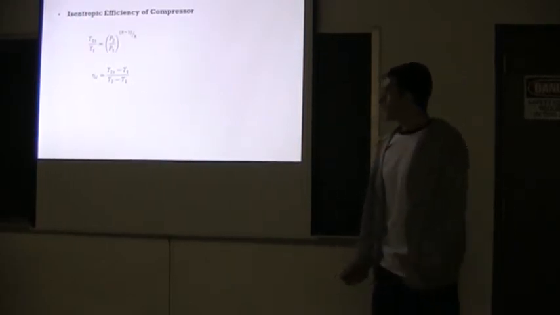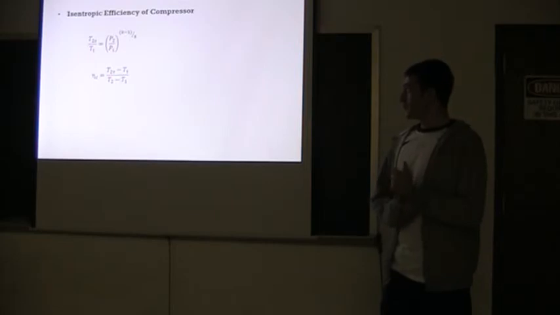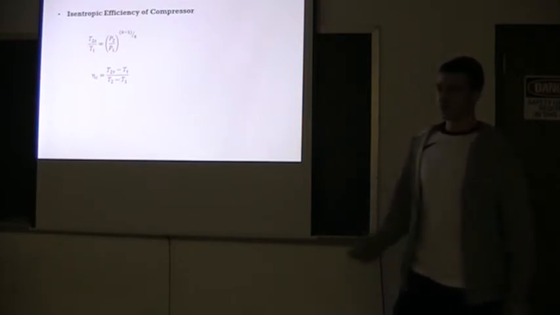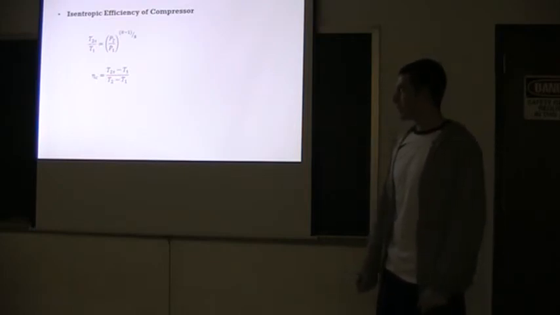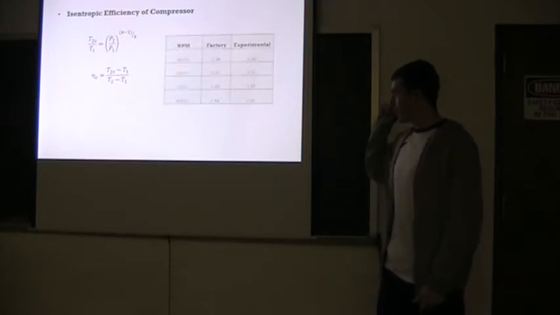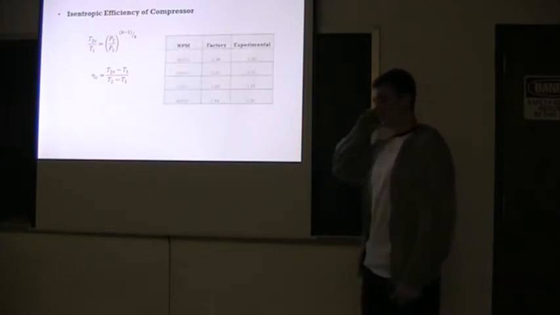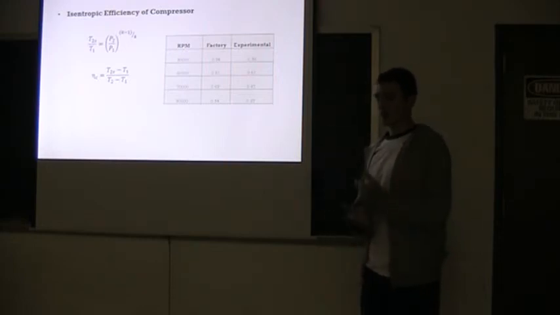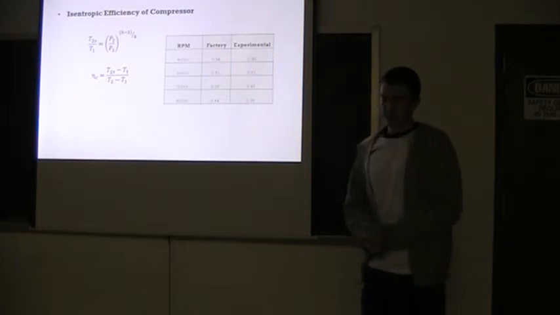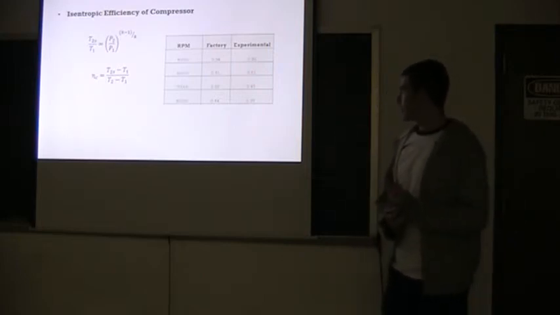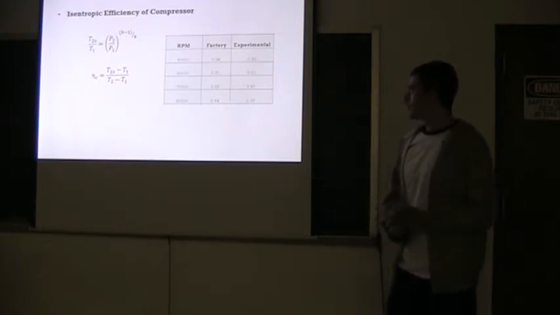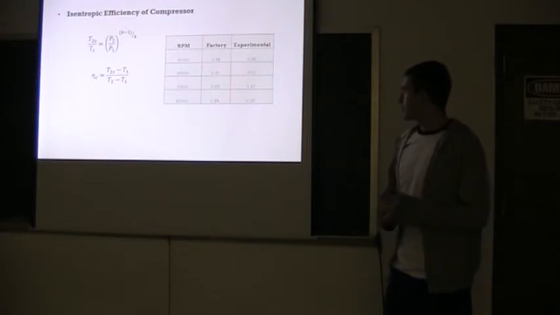Also, we calculated isentropic efficiency, where you get the isentropic temperature at 0.2 with that top equation, then plug it into this bottom equation to get that. This is what I got for that. All these calculations were done with factory data and experimental data that other people did. And once I did that, the factory data was more efficient, which probably sounds about right.